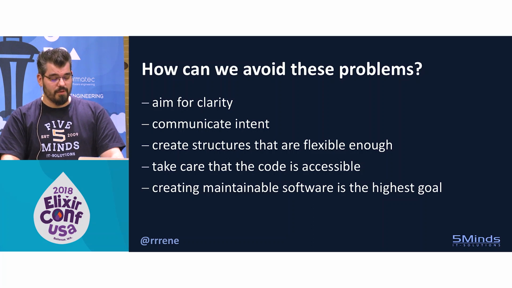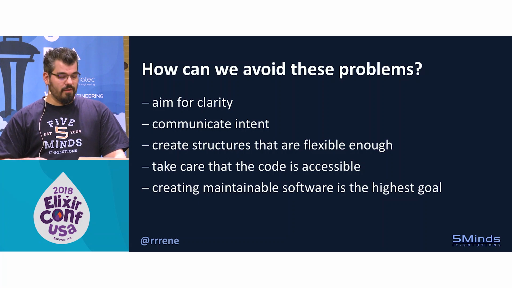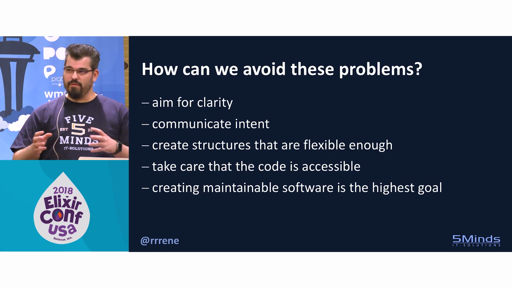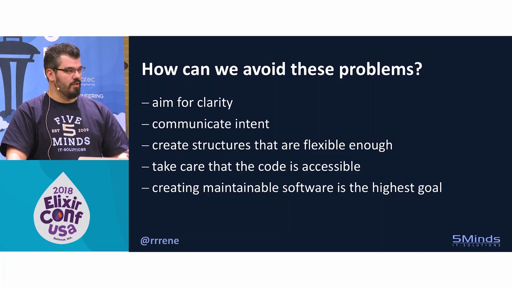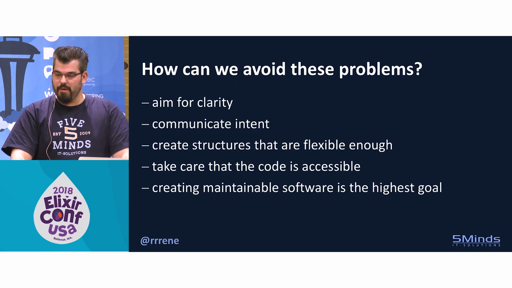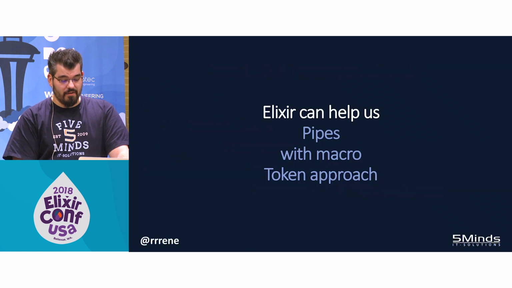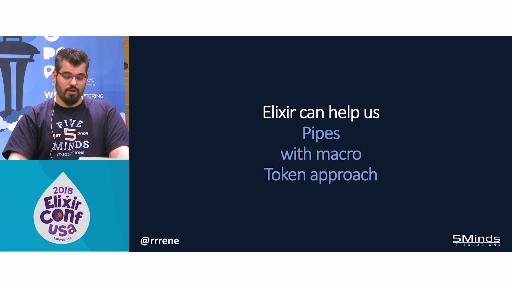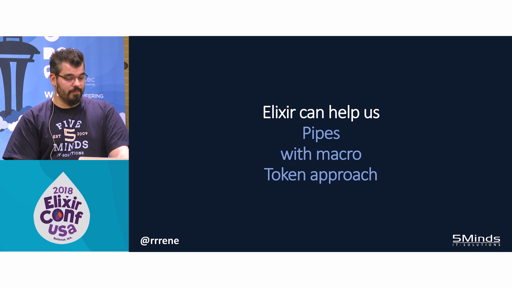So how can we avoid these problems? Well, we should always aim for clarity by reducing uncertainty for the programmers. We should communicate intent both with our code and our data structures, as flowing data structures oftentimes represent intent. We want to create a structure that's flexible enough for changes, but still rigid enough to work as a guideline, because we want to take care that the code is accessible, especially to new team members. Creating maintainable software should always be the highest goal. And fortunately, this is where Elixir can help us, because there are language constructs and best practices which mitigate the mentioned problems, and these are pipes, the with macro, and the token approach.